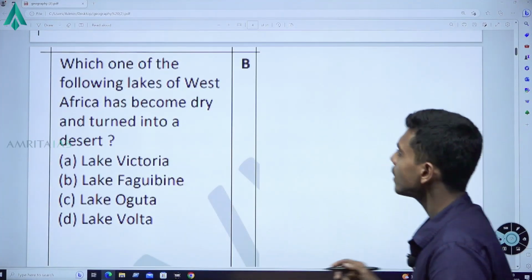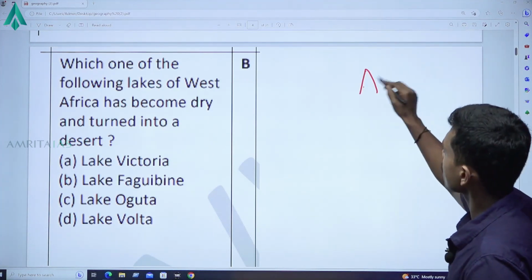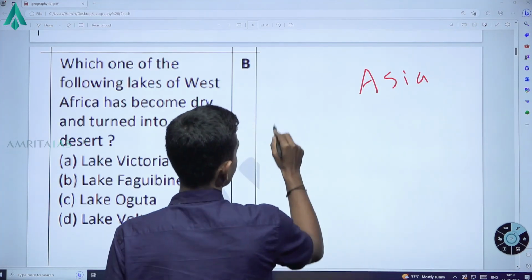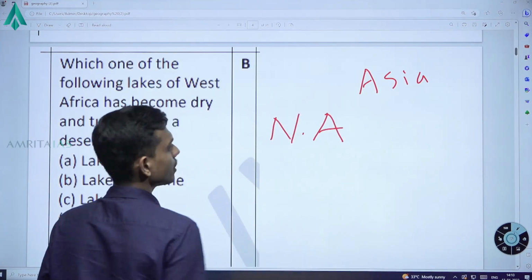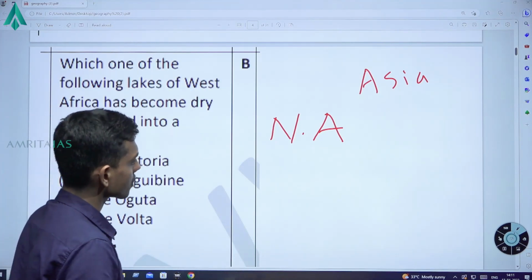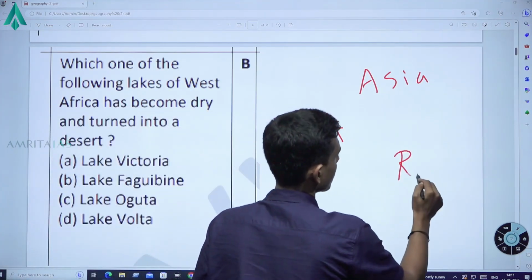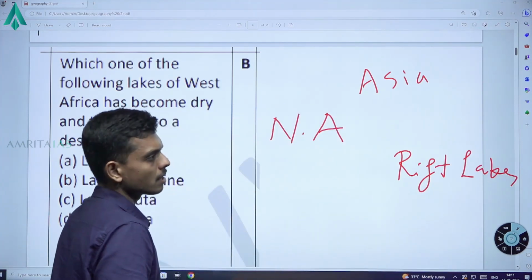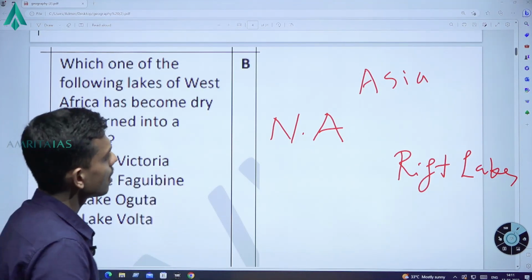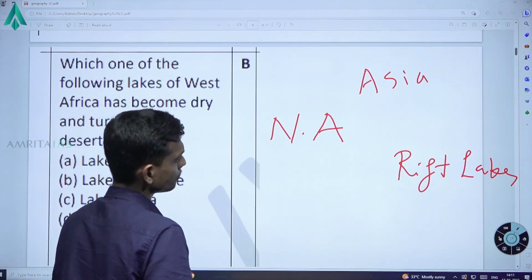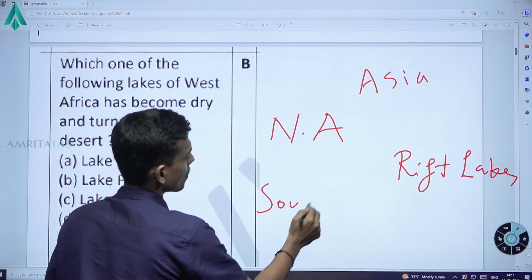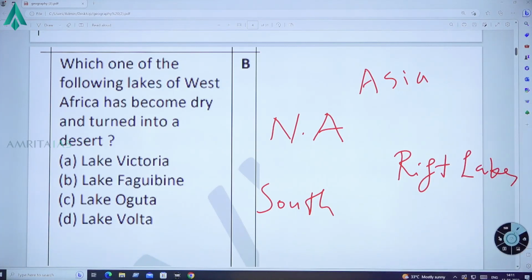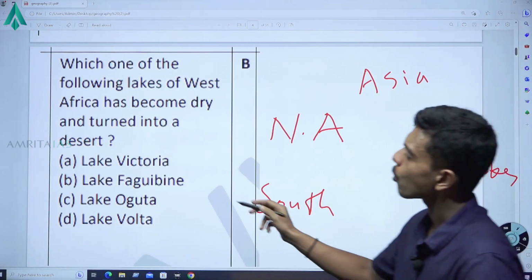So you should know about the lakes and major lakes of Asia. For example, Pangong So, right? Then North America, the Great Lakes. Other lakes of Africa, earlier we had discussed about the Rift Lakes of Africa. Then Caspian Sea, Black Sea, all these lakes, and South America. Make a list of the major lakes and at least know the location. Okay. And also you should know about all these lakes.